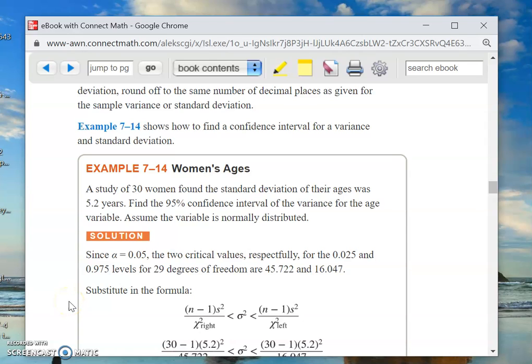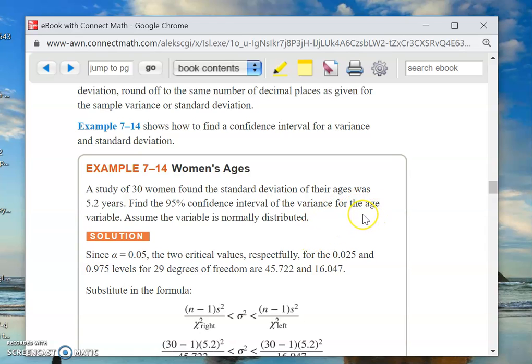Find the 95% confidence interval. If it's 95% confidence I'm looking for, then that means my error budget is 5%. I can be wrong 5% of the time. Alpha is 5%. Half of alpha is 2.5%. The fact that it's 2.5% tells me where to go on the table that I need to look at. And then it says, assume the variable is normally distributed. That is a requirement that it be normally distributed.